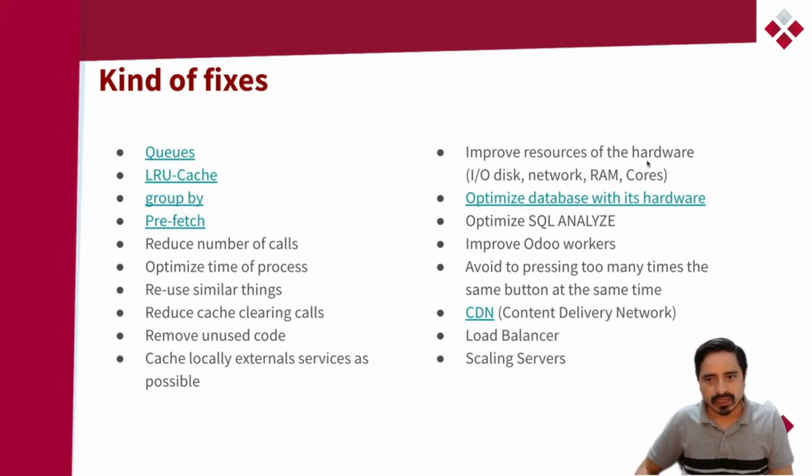Improve the resources of the hardware. I mean disk IO, network, RAM, more cores, more processors. Optimize the database with its hardware. It means tuning the parameters of the Postgres configuration. Optimize SQL with analyze. Improve Odoo workers. I mean increase the number of workers.